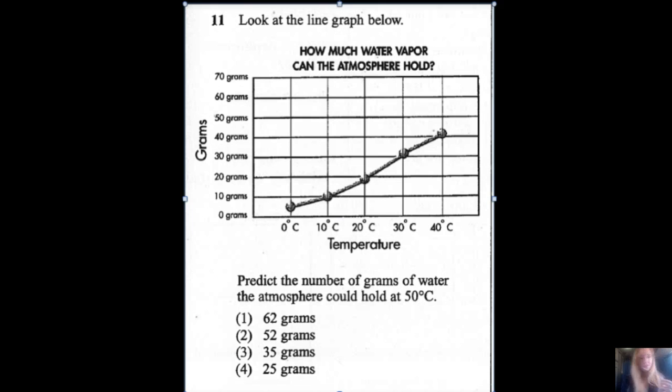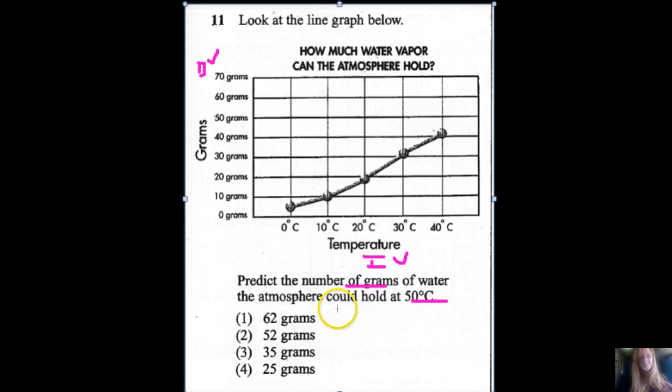All right. Look at number 11, the line graph below. How much water vapor can the atmosphere hold? Grams, which is the DV, the effect. The temperature is the IV, so the temperature affects how many grams of water vapor the atmosphere can hold. Predict the number of grams of water the atmosphere can hold at 50 degrees Celsius.